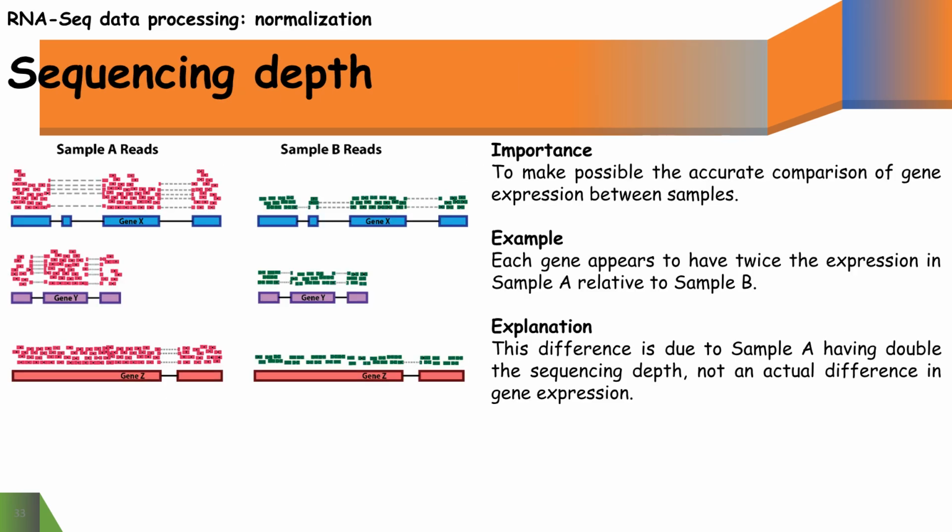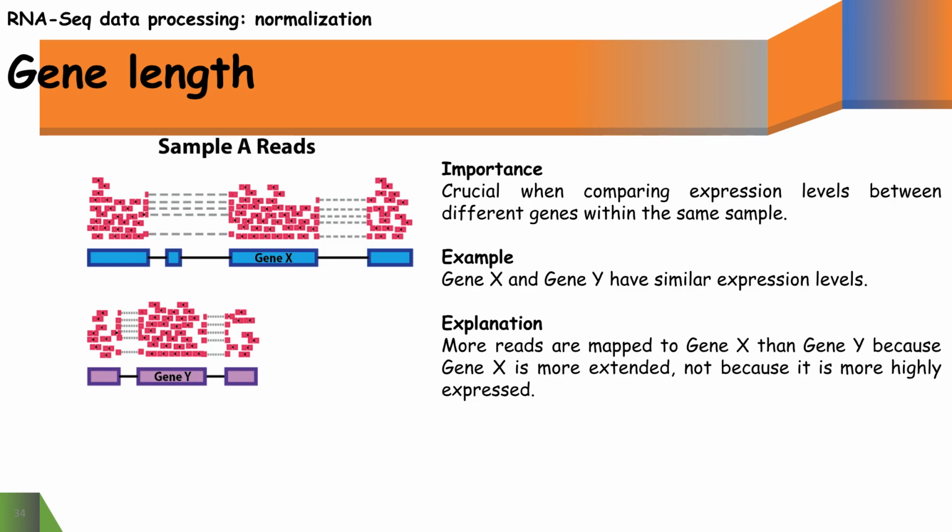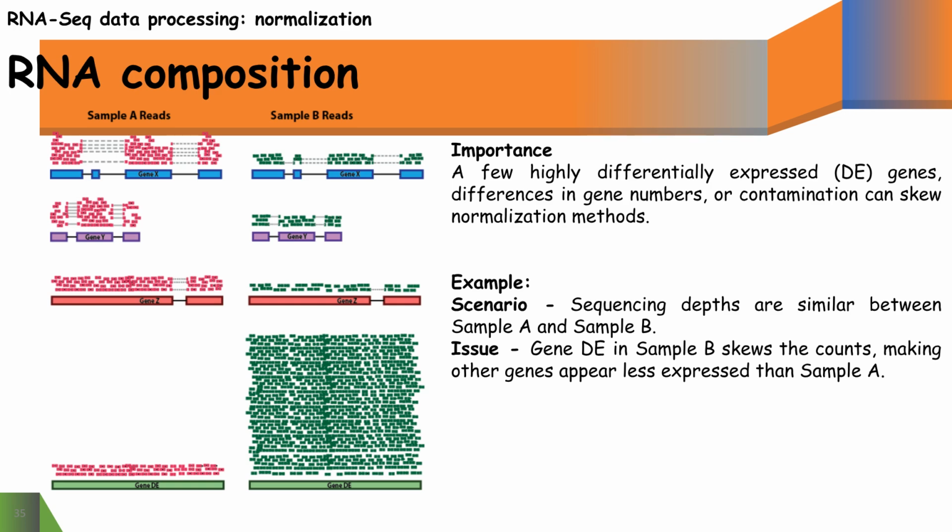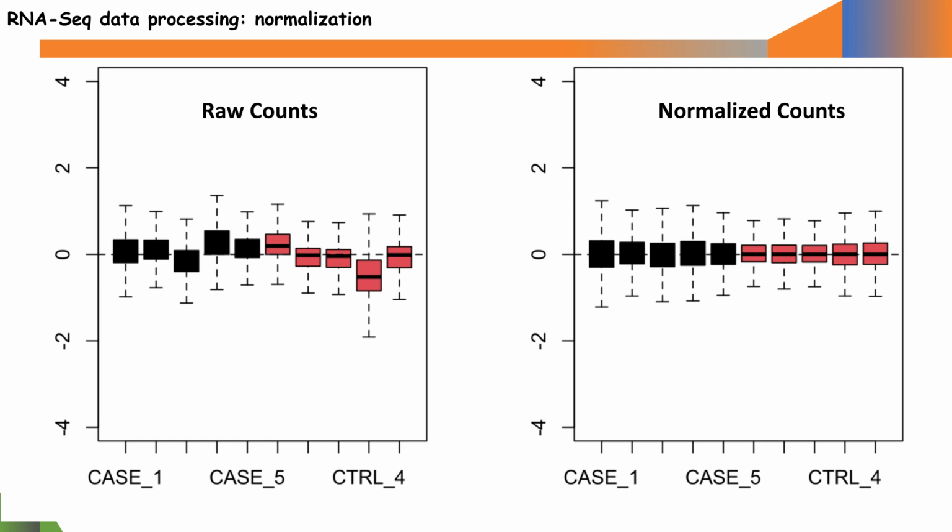Sequencing depth normalization is crucial for accurate comparisons. For example, if sample A has double the sequencing depth of sample B, a non-normalized comparison might incorrectly suggest double the expression. Gene length normalization is important when comparing expression between different genes in the same sample. Longer genes naturally accrue more reads, not necessarily indicating higher expression. RNA composition normalization addresses issues where a few highly differentially expressed genes or contamination can skew the counts, affecting the perceived expression of other genes. Normalization transforms raw read counts into normalized counts, which are adjusted for biases and sequencing differences, making them comparable.